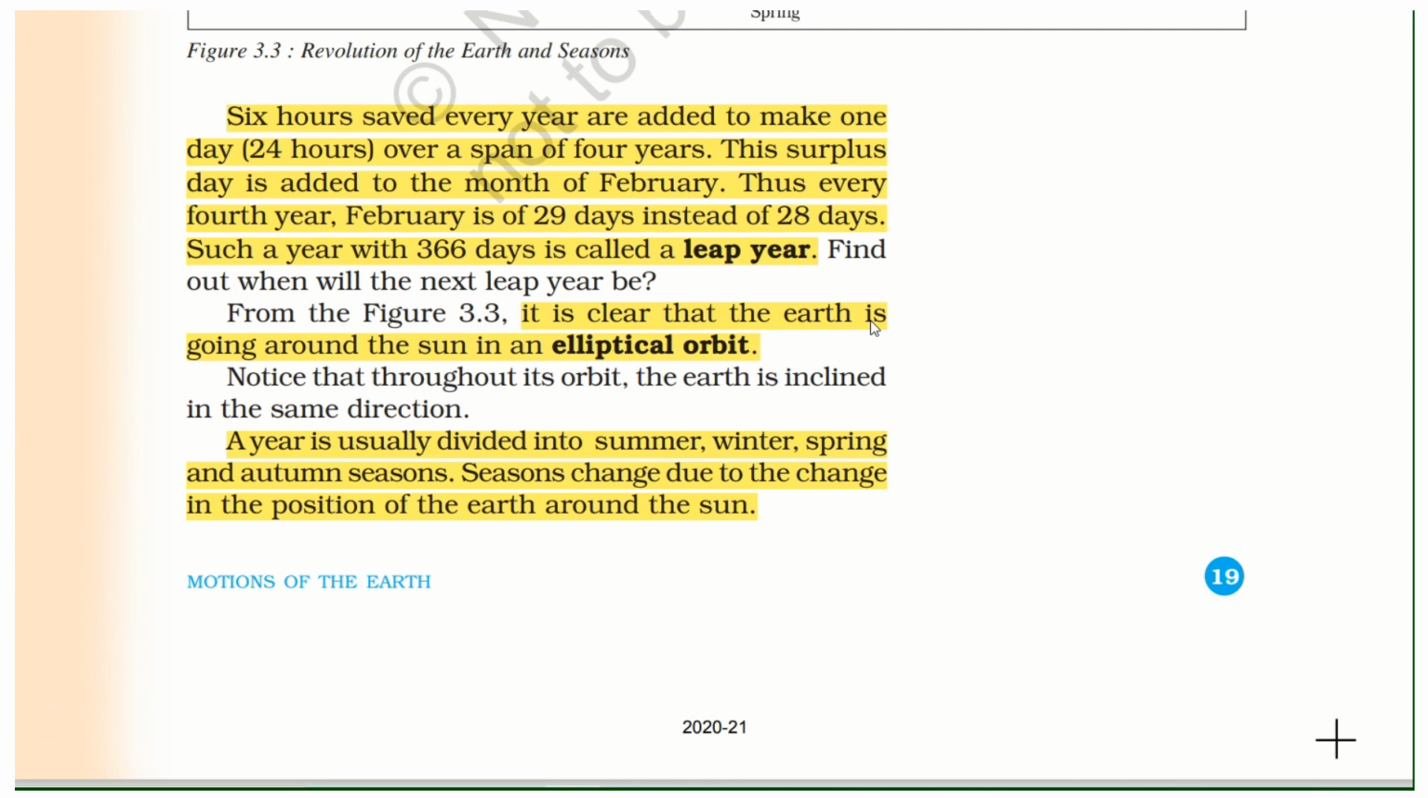Thus, every fourth year, February has 29 days instead of 28 days. Such a year with 366 days is called a leap year. It is clear that the Earth is going around the Sun in an elliptical orbit. A year is usually divided into summer, winter, spring and autumn seasons. Seasons change due to change in the position of the Earth around the Sun.